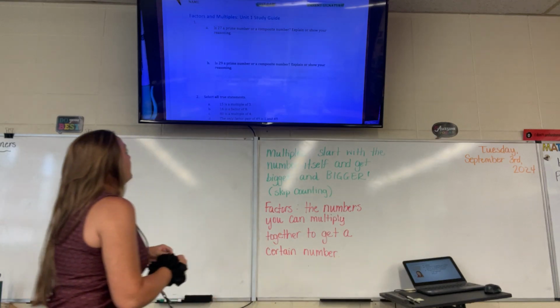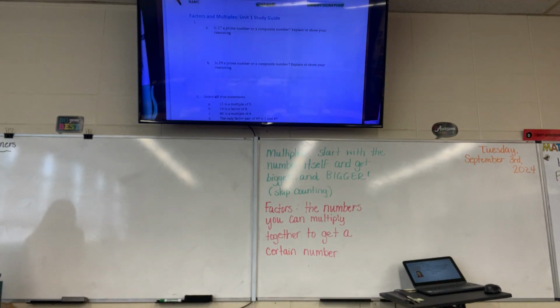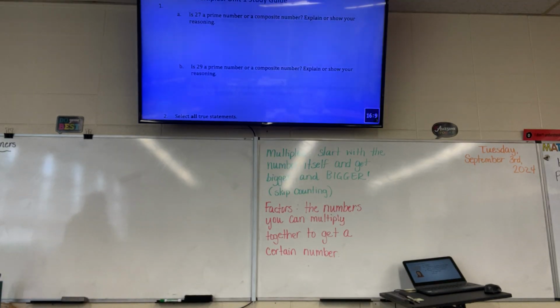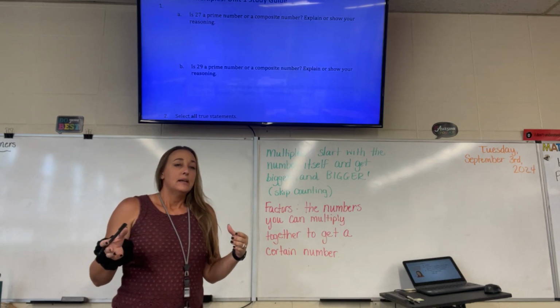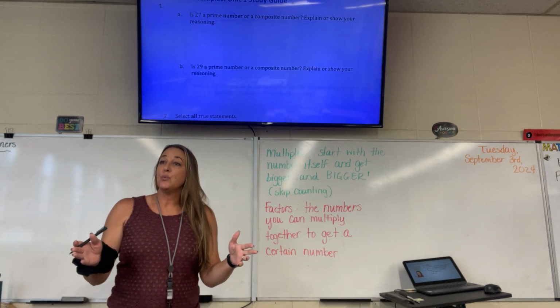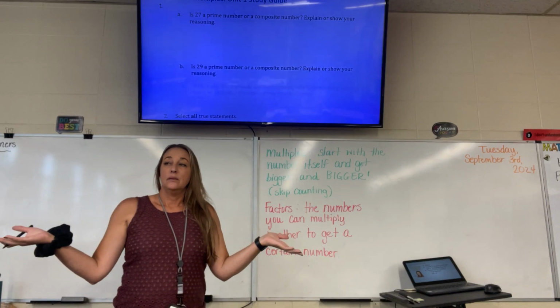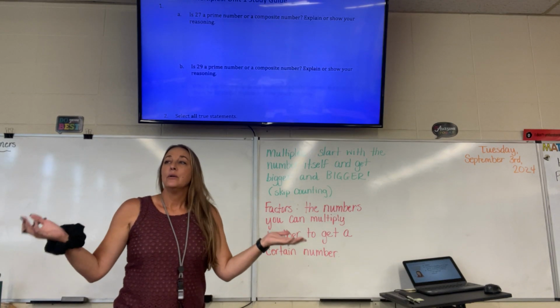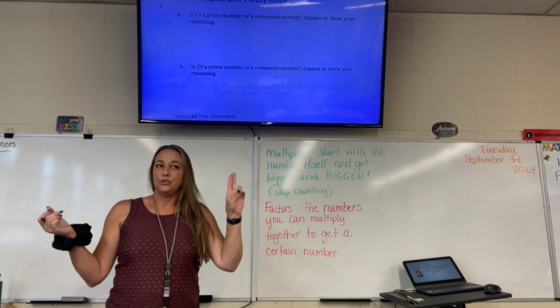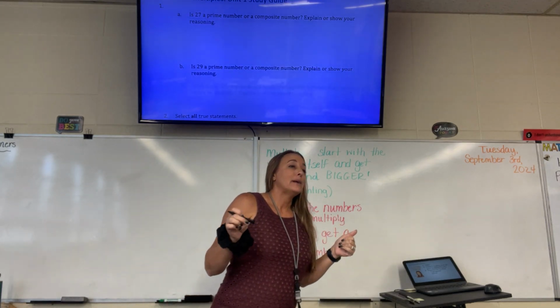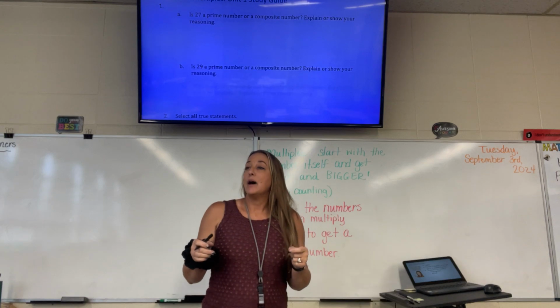Okay? So the first question says, is 27 a prime number or composite number? Explain or show your reasoning. In order to determine if a number is prime or composite, we have to know how many factors it has. If it has just 2 factors, one and itself, it's what? Prime. One factor pair, 2 factors. If it has 3 or more factors, it's composite.